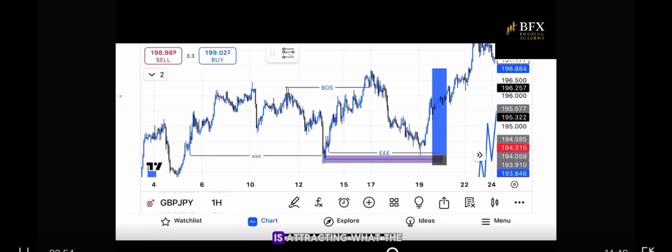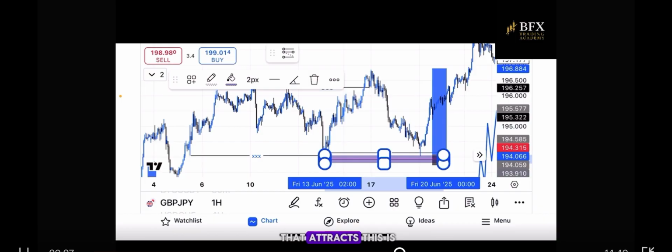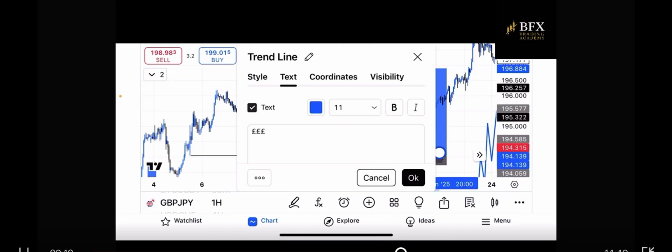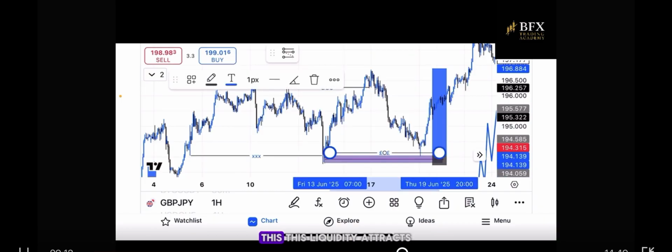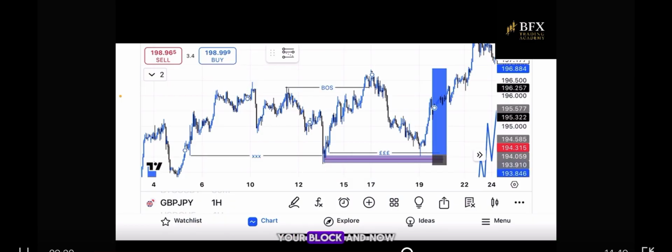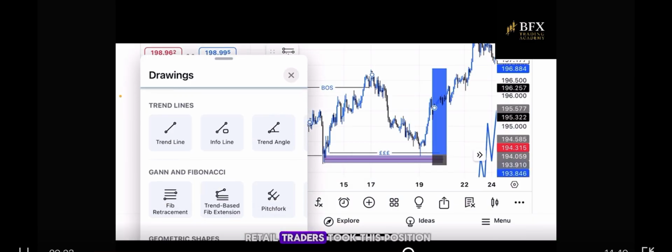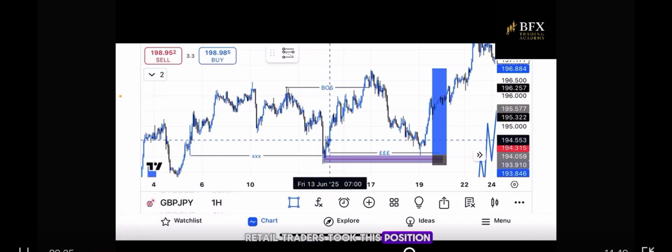Because it's that inducement that is attracting the banks, attracting price to this your zone. I explained in my previous videos I made, okay? So it's this liquidity that attracts. This is the liquidity. Yeah, this liquidity attracts the price there. It attracts the price to your block.